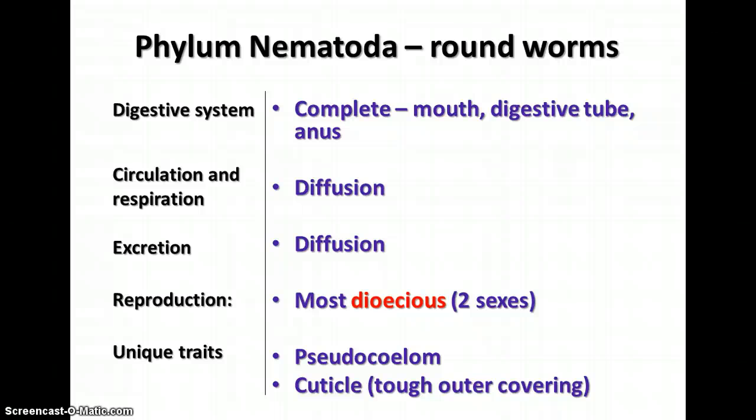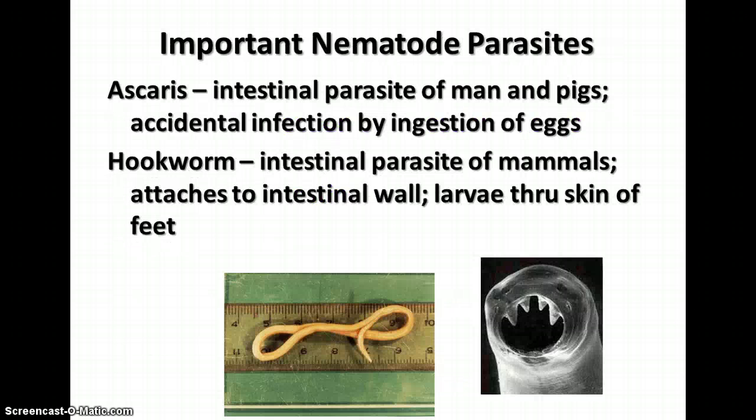They live in moist environments in their host, usually, or in the soil. Most are dioecious. That means they have two sexes rather than just one. And this is the only group, like I said earlier, that has a pseudocoelom. They also have a cuticle, which is a tough outer covering that helps protect them from the environment they might possibly be in. These are, like I said, mostly parasites.